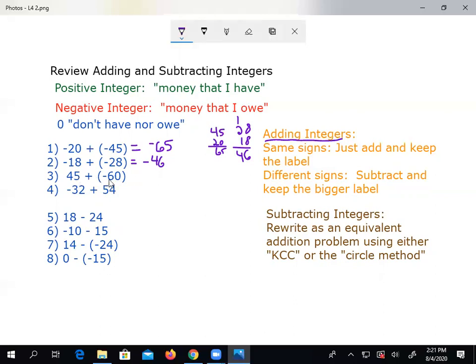So if we have a 45 and a negative 60, notice how the signs are different. So this is a subtraction problem. So when you subtract, you always got to use the bigger number on top. So 60 is going to be taken away the 45.